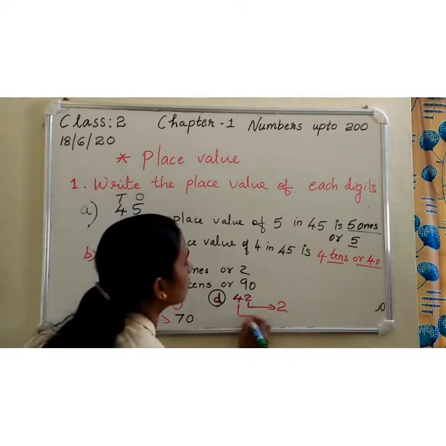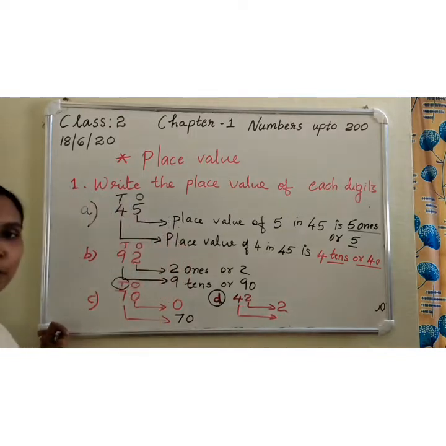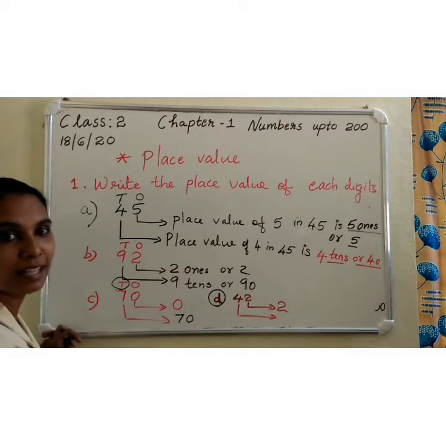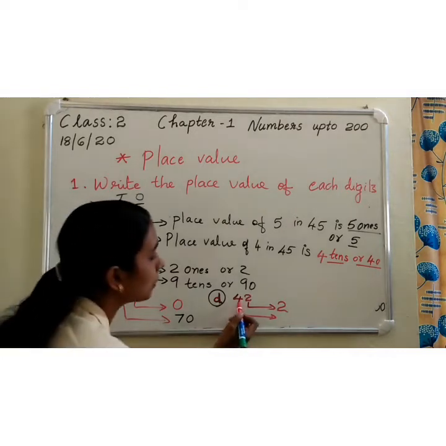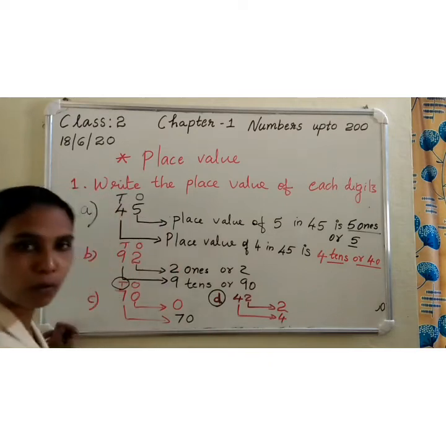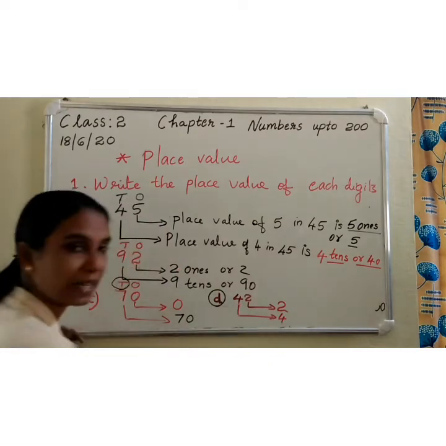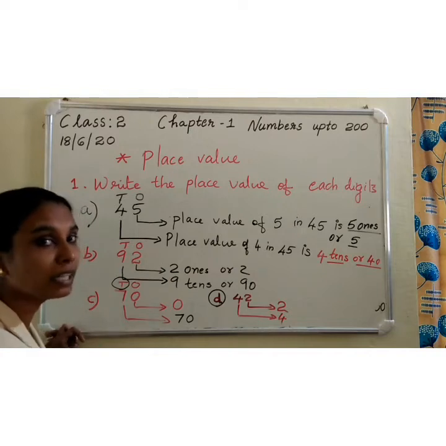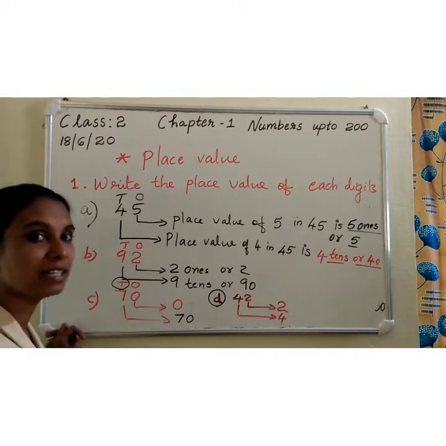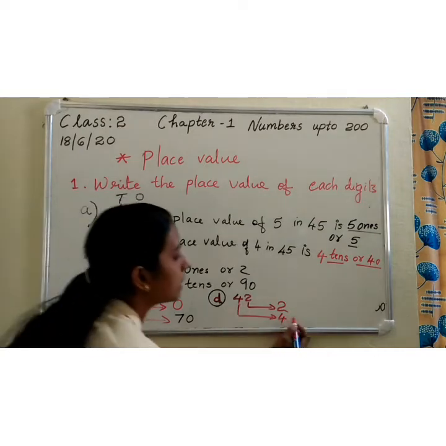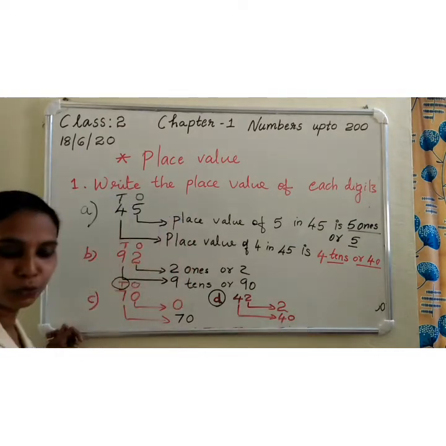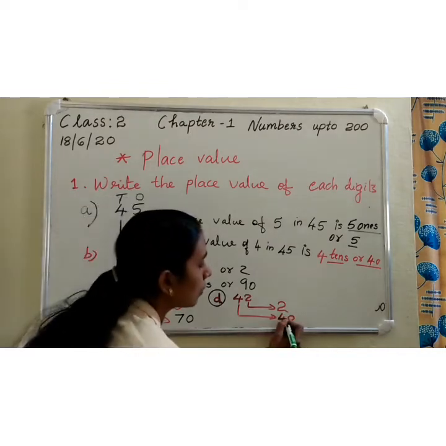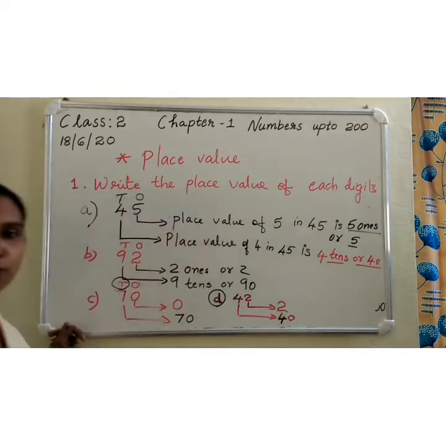Okay. And what is the place value of 4? 4 in which place? Tens place. So 4 tens. A simple way I'll show you. You write this 4, and you write in the tens place. Tens, you know, there is 1 zero. So, 4 tens: 4 and 1 more 0. 40. Okay.